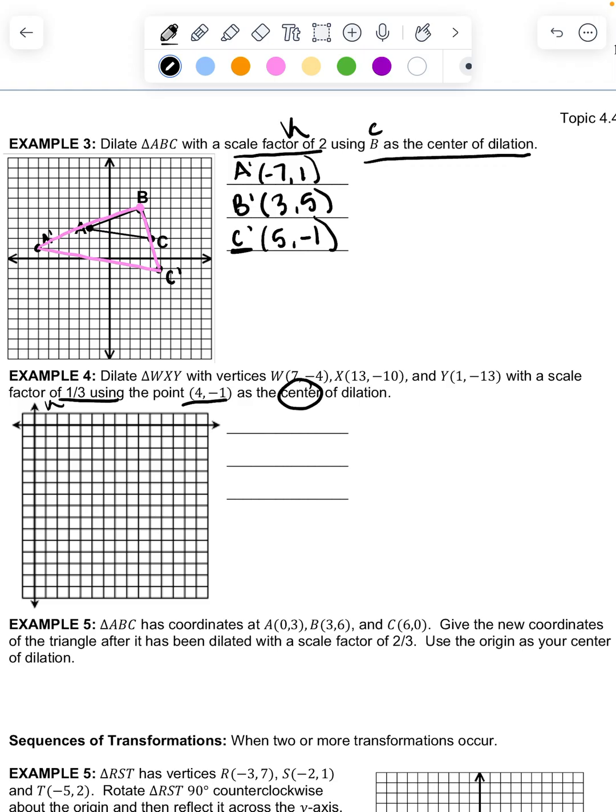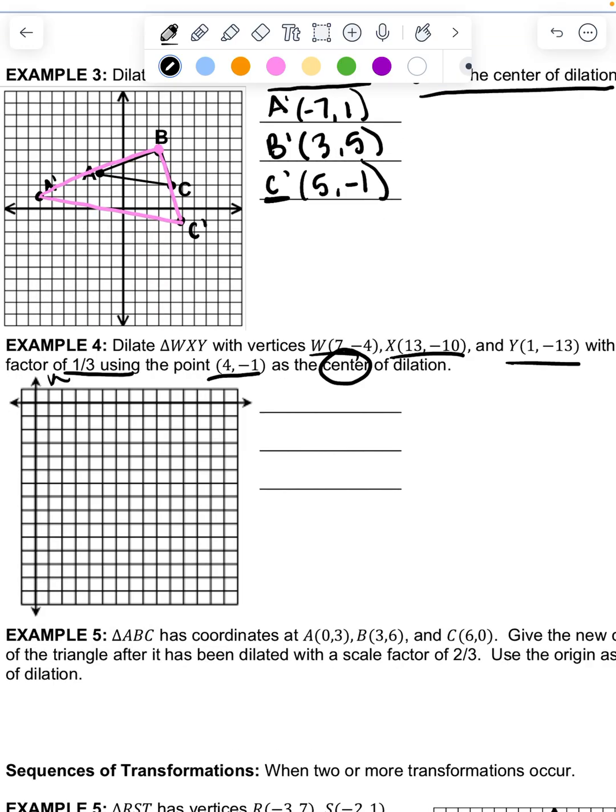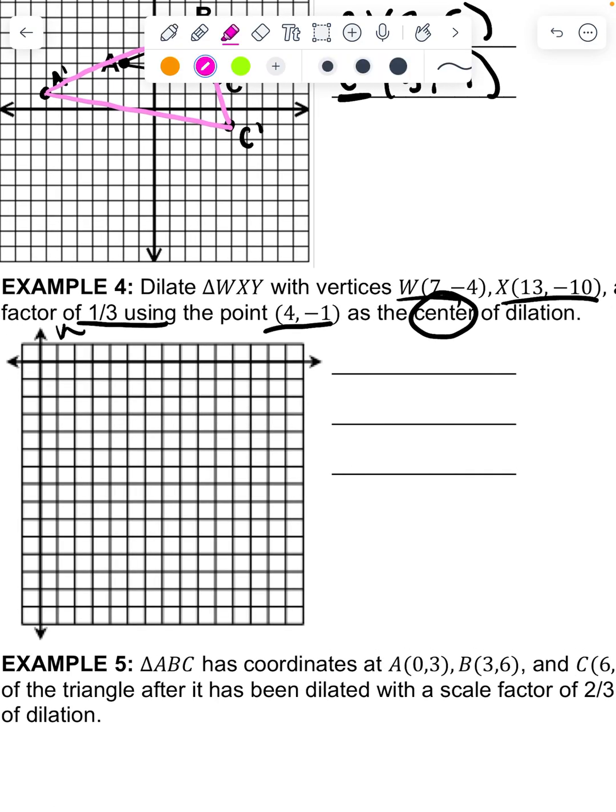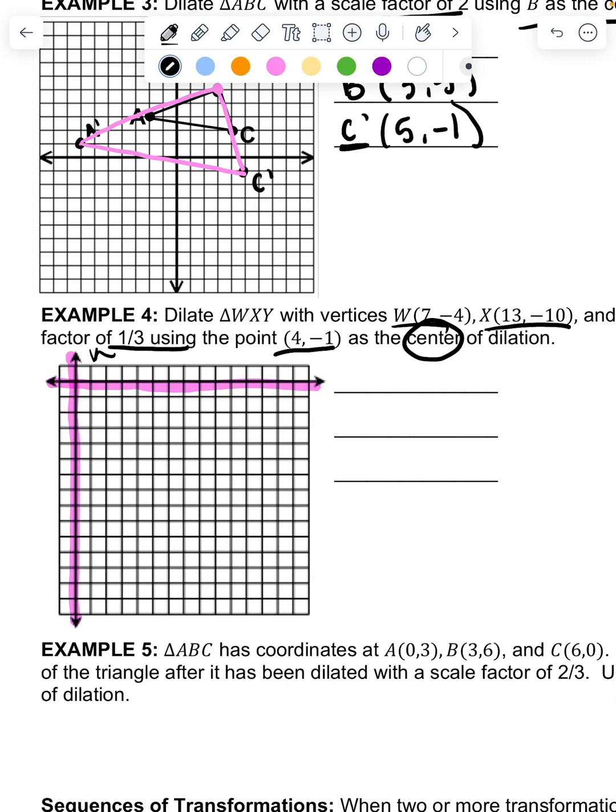Okay, so the way you're going to start this off, I want you to just go ahead and graph those points. So I need you to graph W, X, and Y. I'll do it with you. Okay, take note here. This is your X and Y axis, so make sure you're using those correctly. Okay, so W is at 7, -4. So there's W. X is at 13, -10. I'm going to count for a minute.